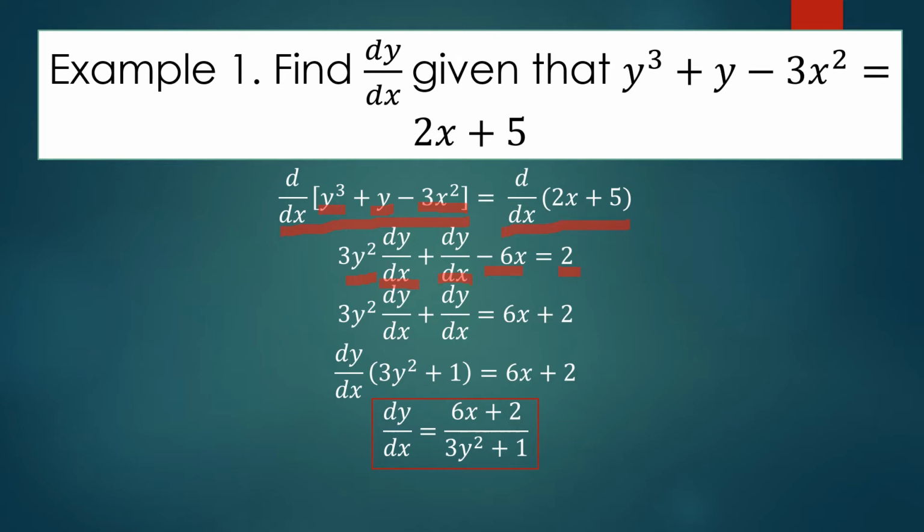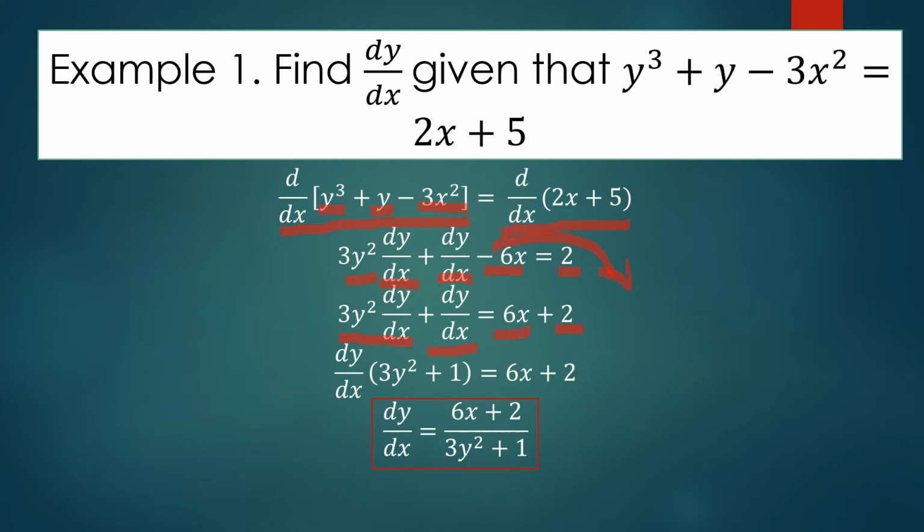Ang pangalawa na step is combine all terms. So pagsasamahin mo yung merong dy over dx and i-separate yung wala. Okay, so mag-i-stay yung term na merong dy over dx sa left side of the equation. So we have 3y squared dy over dx plus dy over dx is equal to yung 2 doon sa right side, just bring down, then the negative 6x ilipat on the left side kasi wala siyang dy over dx. So since negative, magiging positive 6x.